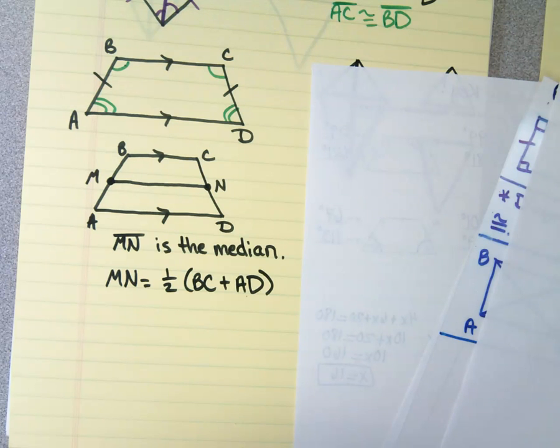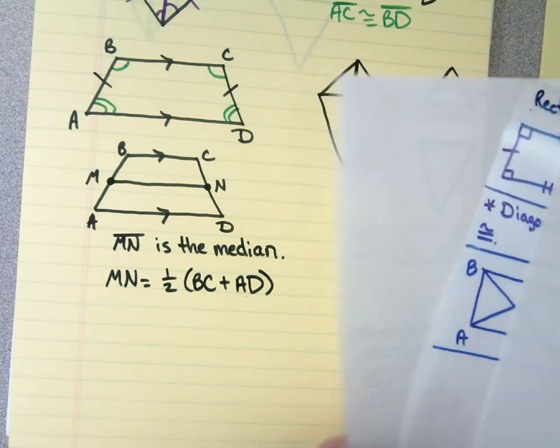Okay, if I have time today, we'll do a problem about this. But if MN is the median, it's half the length of these two lengths added up. So if MN is the median, it's half of these two lengths added up. Okay, we need to add several things to the kite picture.